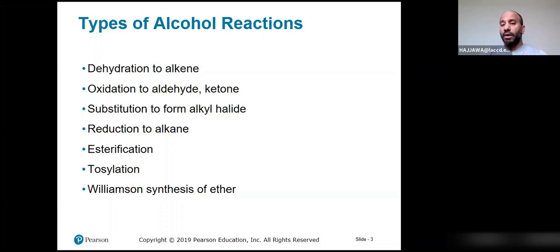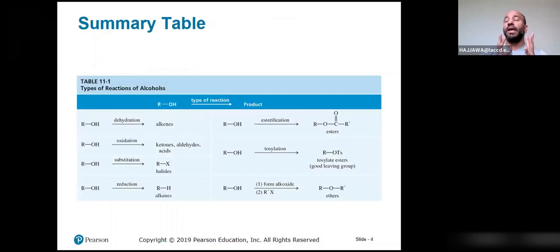One is dehydration to alkenes. The second is oxidation to aldehydes or ketones. Third, substitution to form an alkyl halide. Fourth, reduction to alkane. Fifth is esterification. Sixth, tosylation. And the last one is Williamson synthesis of ether. It's easier to see the equations of those reactions.